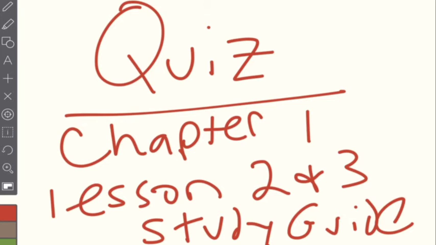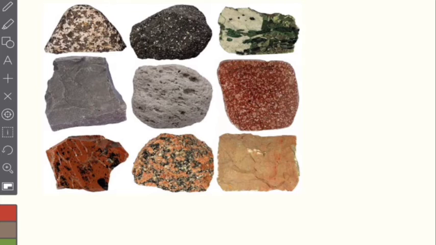But here's our review. So the first thing we're looking at here are different rocks, and know that the rocks can be classified according to different similarities that they might have, and that's an example of the process of classification.